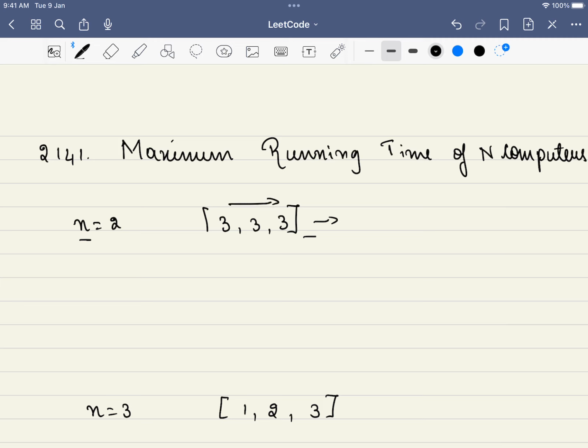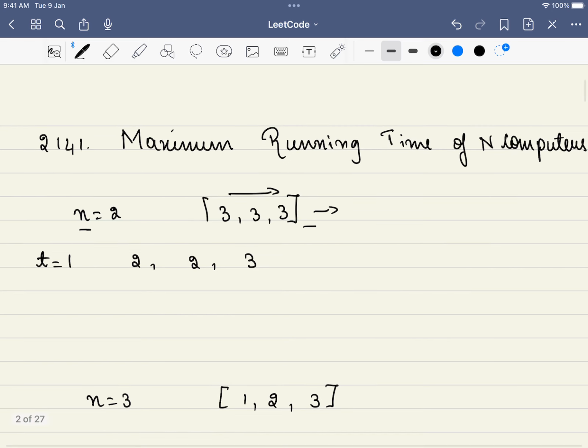Now let's run this for the first time. That is, we will run it for time is equal to first minute. What will be the new charges? The new charges will be 2, 2, and since we are not utilizing the last battery, the charge will remain at 3. Now let's run it for one more minute. What will the charges become? It will become 1, 1 and 3 will remain. Now for the next minute, if we run this, both will become 0 and we will not be able to run further and we will be left with 3.